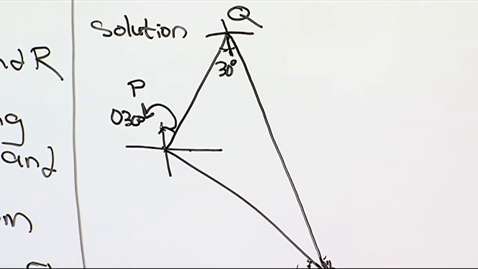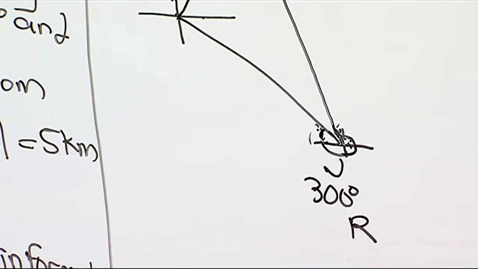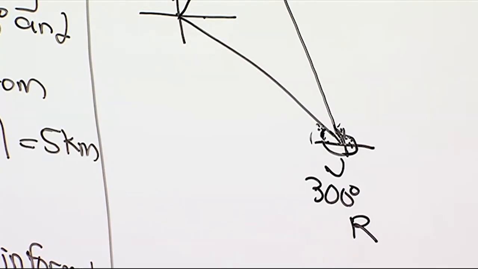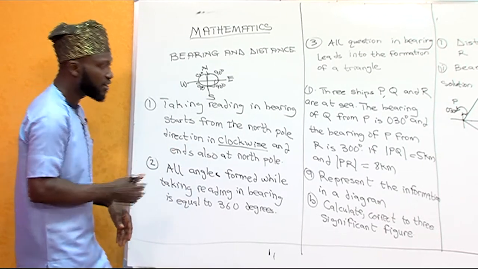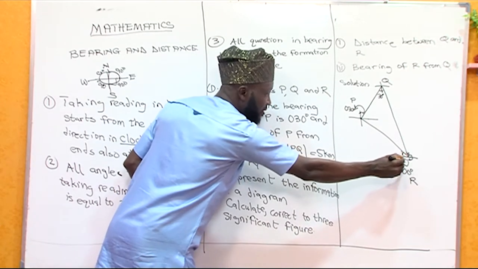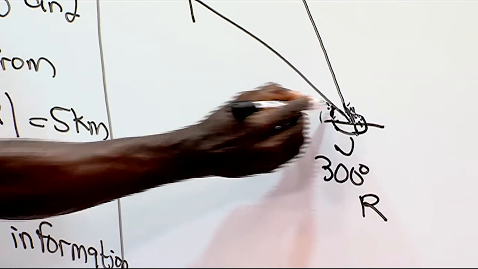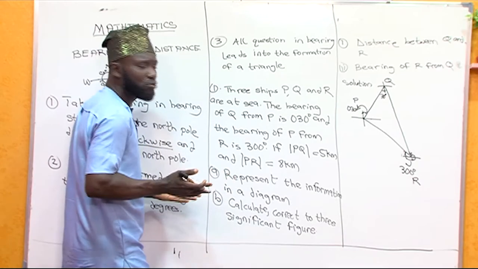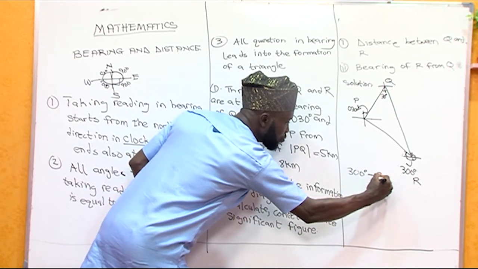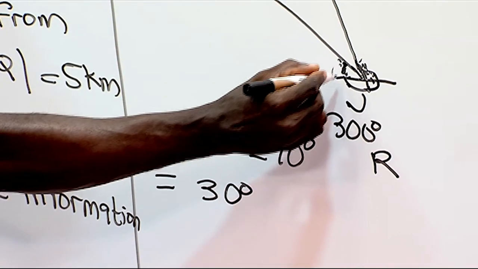Now, fine. Let's move to this angle. Now, let's find this angle. We know that from here to this place is 300. Remember from the second rule when solving bearing, it said what? All angles formed while taking reading in bearing make 360 degrees. So from here to this place is 90, then 180, then another 90 gives 270. We are told that from this place to this place is 300. To get this small angle, I subtract 270 degrees from 300 degrees, so I will have 300 degrees minus 270 degrees. And this will give me what? 30 degrees.